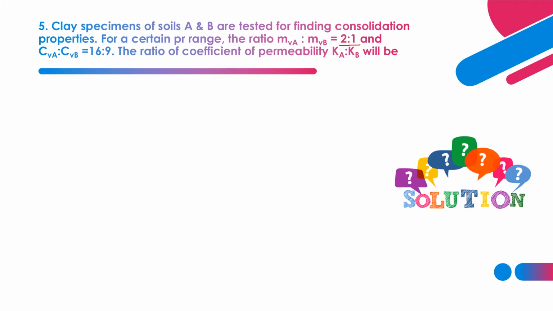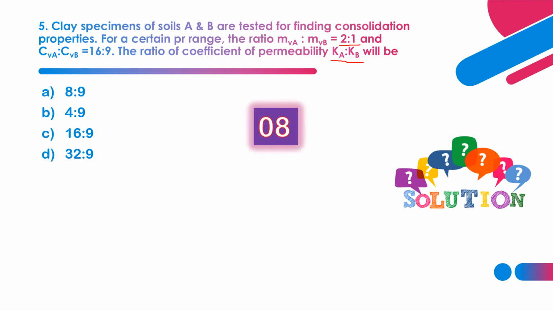2:1. And the coefficient of consolidation for both the samples is found as a ratio of 16:9. Now we want to find the ratio of coefficient of permeability, Ka to Kb. There is only one important relation, or formula we can say, to find this coefficient of permeability value. Option A 8:9, option B 4:9, option C 16:9, option D 32:9. So pause this video and calculate to get the answer for the coefficient of permeability.